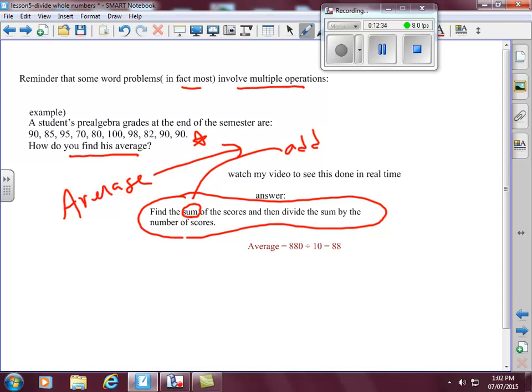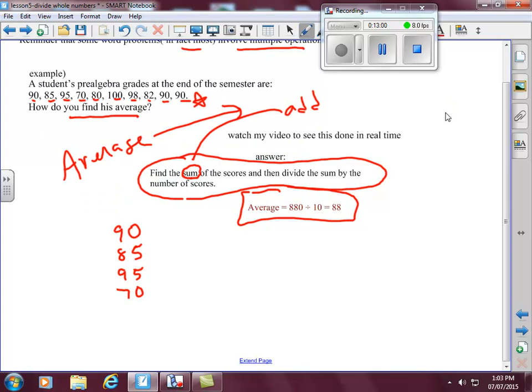So some people say add up the observations and divide by however many there are. Well, let's see. 1, 2, 3, 4, 5, 6, 7, 8, 9, 10. Aha, there's 10 observations. Well, I have the answer sort of written there. But in real time, what you would do, if you didn't have a calculator, you'd take 90, 85. I would vertically stack them. 95, 70. Let's just keep stacking that. 80, 100, since that's a 3-digit number, I'll put that up there. 98, 82, and then another 90 and 90.